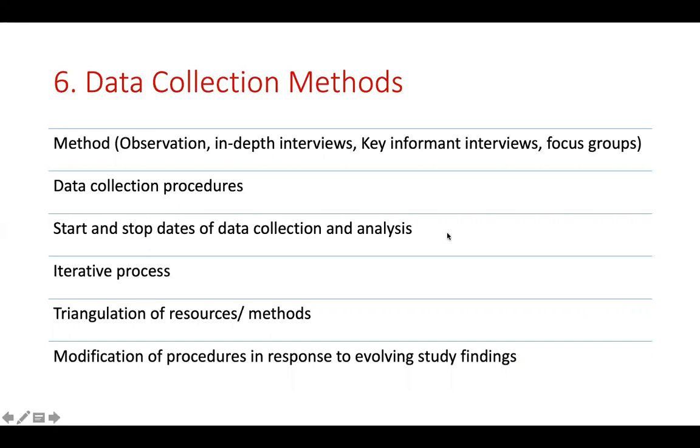Sixth point is the data collection methods. In the methods, we can use observation, in-depth interviews, key informant interviews, or focus group discussions. So we would report all of the data collection procedures, start and stop dates of data collection and analysis, and the iterative process, which actually means that in qualitative research, we can improve our subsequent interviews or group discussions based on our experience with the previous interview or group discussion.